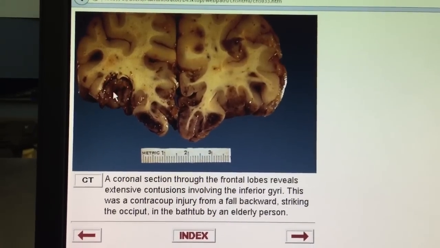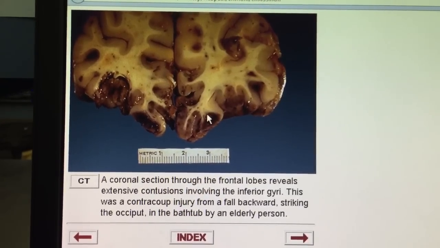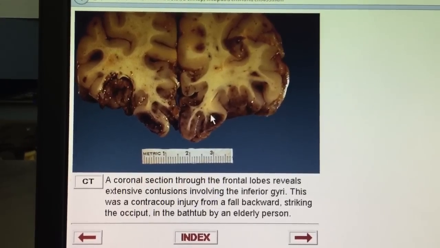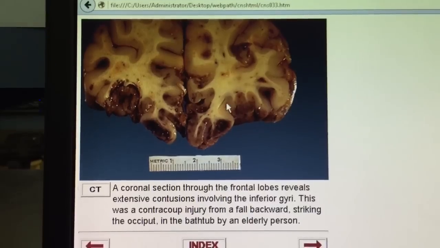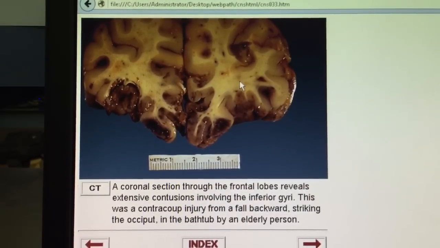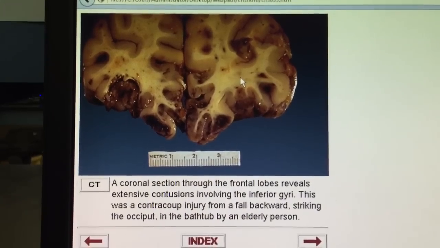Grossly, we have inferior gyral contusion here. Again, this is characteristic of the previous one, falling backward, and then the brain will go countercoup injury to the frontal. This is not only seen in falling backward in the bathroom, it can also be seen in car accidents.